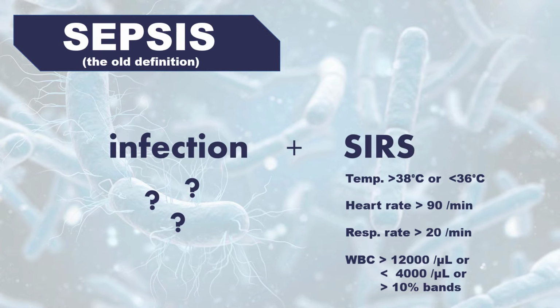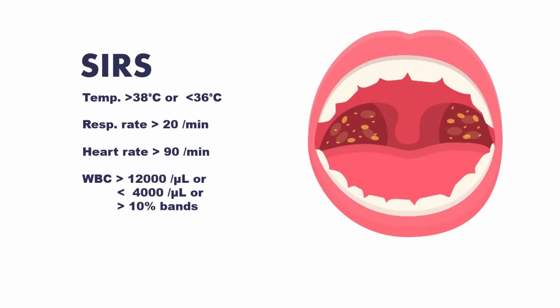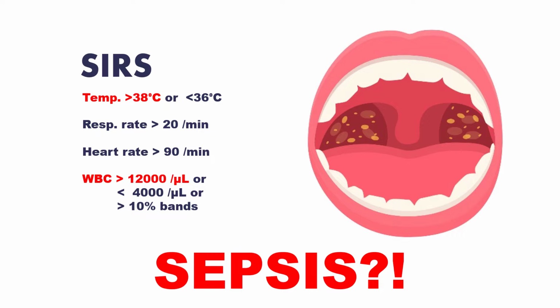Many people with very mild, even self-limited infections will fulfill criteria for SIRS. They will have fever. Most of them will have fever above 38 at some point, right? Many will have a heart rate above 90, especially if they're afraid of you as a doctor, right? Many will have a leukocyte count above 12. Strep throat has no problem raising leukocytes above 12, so does mild pneumonia. And respiratory rate, well, let's be honest, most doctors don't really measure respiratory rate.